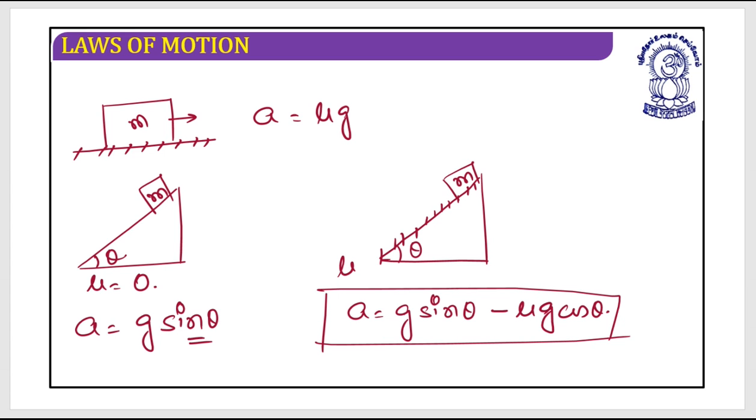I hope this is clear. Is it clear? Great. Any concern? Any issues in this? No? Great. So acceleration could be written as g sine theta minus mu g cos theta. Is it clear? Great. Well done.